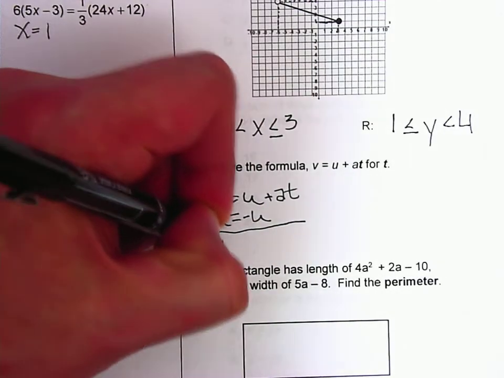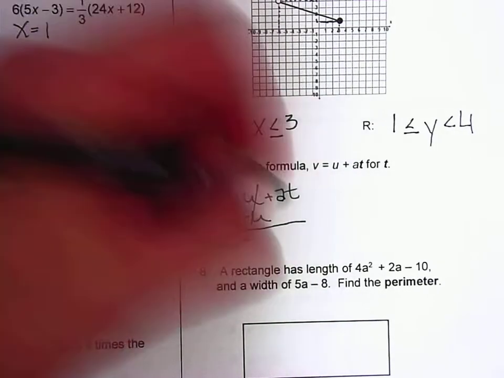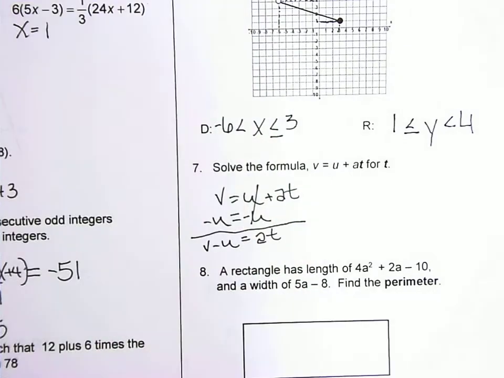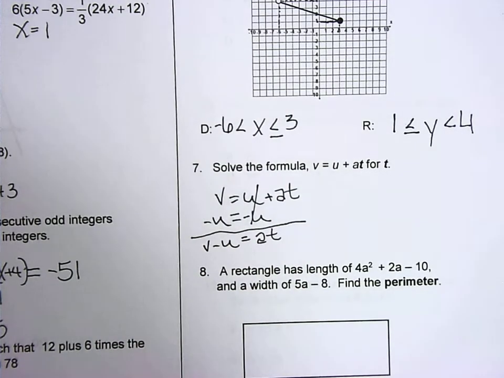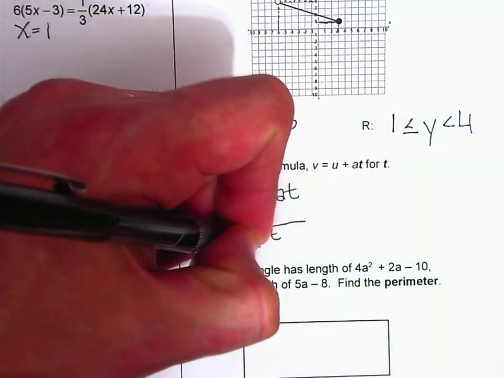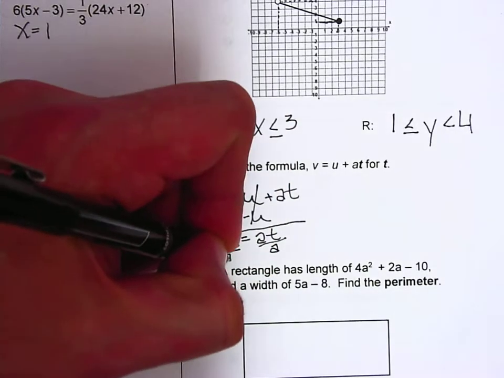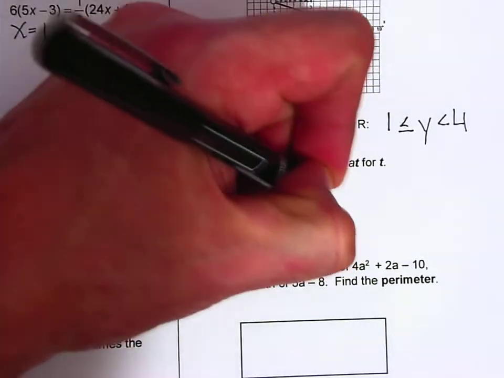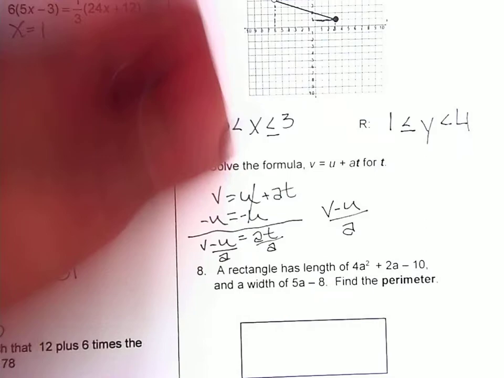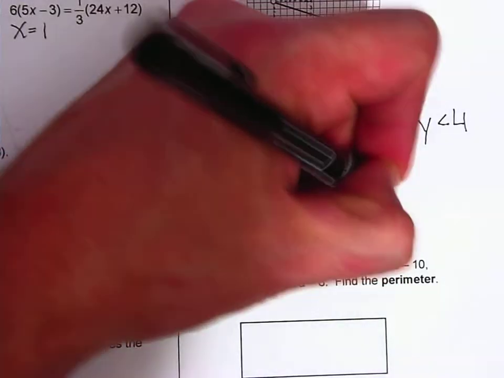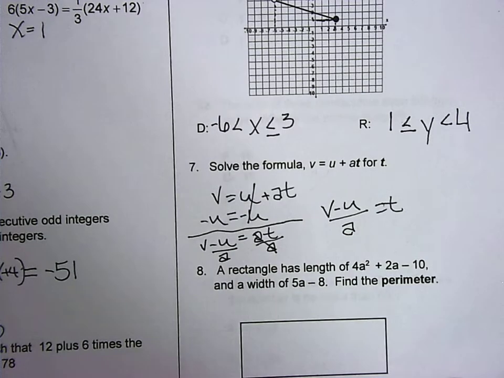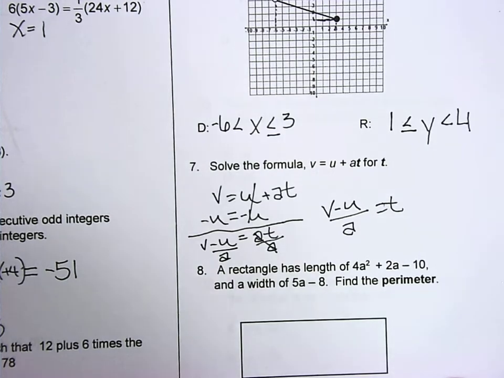So I have v minus u equals, cancels out, a times t. I want to get the t by itself, but it's being multiplied times a. So I'll do the opposite or inverse, which is divide by a. And I'll clean it up over here on the right. I have v minus u divided by a, cancels out over here, equals t. v minus u over a equals t.